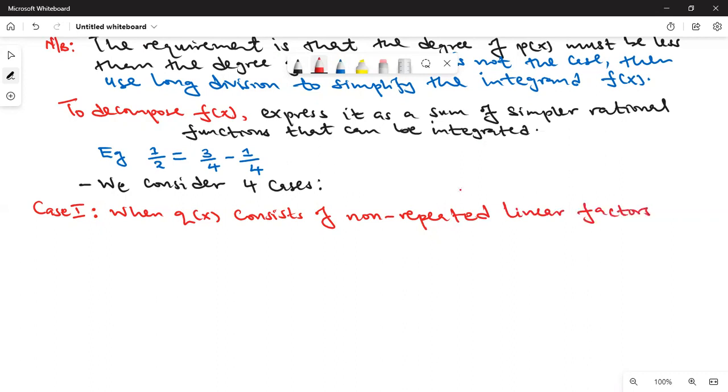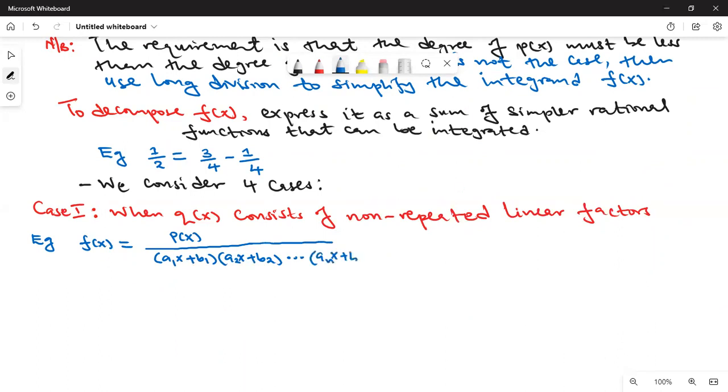So when we have something like that, this is what I mean. It's like you have your f of x equals, for example, f of x equals p of x over our denominator. We could talk of a1 x plus b1 times a2 x plus b2. There are so many, because this is a general case, times so many other linear factors up to an x plus bn. So when you have this one, what are you supposed to do?